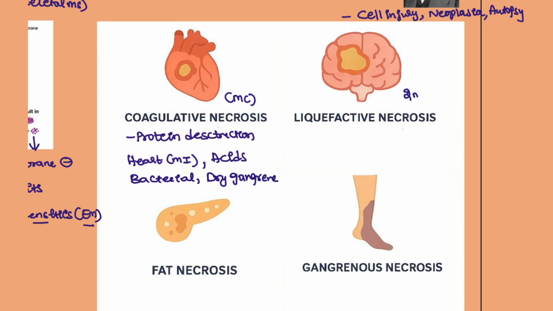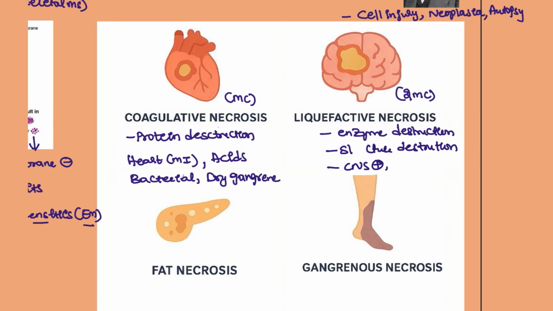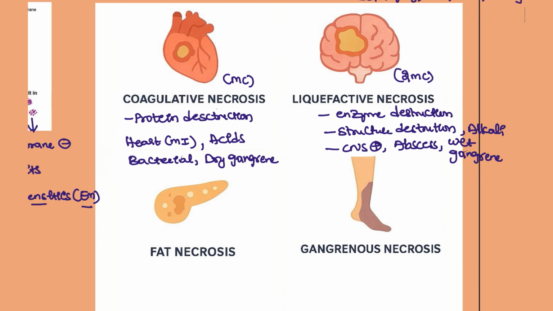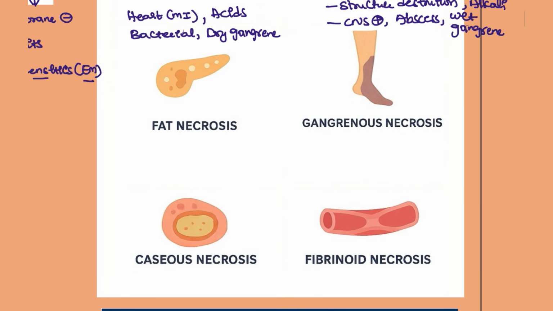Liquefactive necrosis is the second most common. Most of them involve enzyme destruction, and the structure will also be damaged. So structural destruction will also be seen in these patients. It involves the CNS, the most common type, and also all types of abscess in the body, wet gangrene, and alkalis. These will be associated with the liquefactive type. Next, fat necrosis.